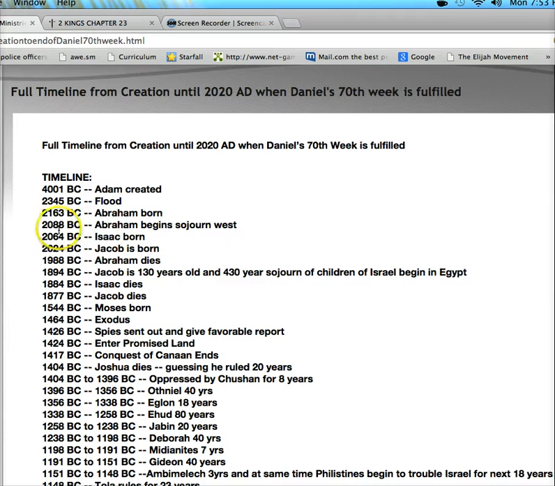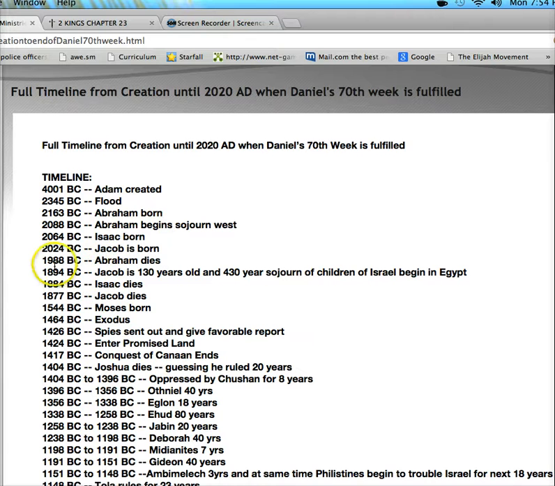Then when Abraham is 99 years old in 2064, Isaac is born. When Isaac is 40, Jacob is born. And what's really cool about this timeline is you see that Jacob was able to meet his grandfather Abraham. So I think that's really neat. So anyway, Abraham dies, and then Jacob here in 1894 BC.